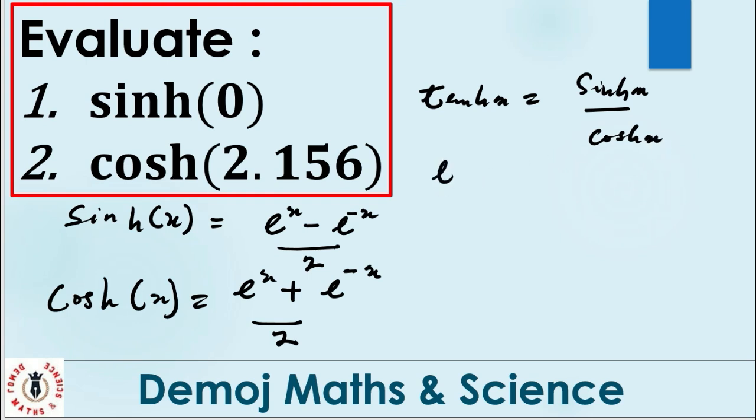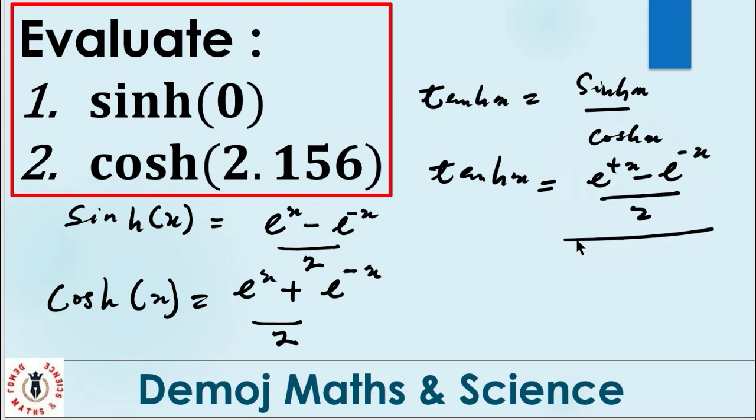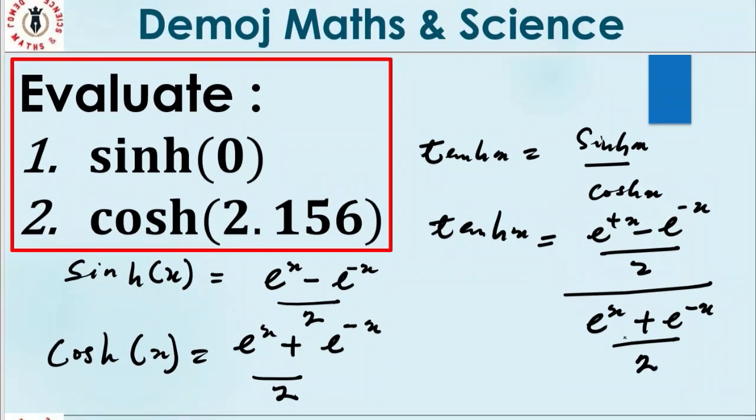So that my tan of x, or hyperbolic tan of x, is the same thing as e raised to the power of x, sorry, minus e raised to the power of minus x, over 2, divided by e raised to the power of x plus e raised to the power of minus x, over 2. Let's move to another slide.